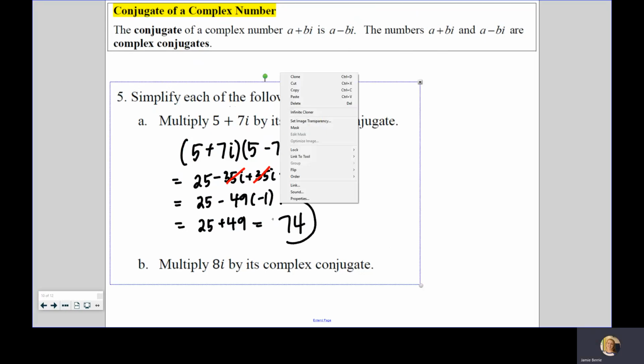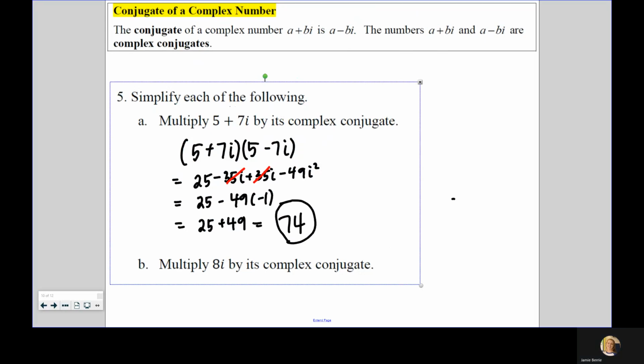So that's it. But notice what happened when we multiplied our complex conjugate.